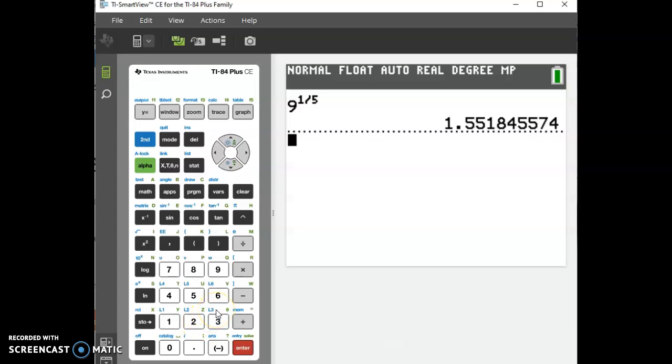And then it said rounded 2 decimal places, so the nearest hundredth, okay? And then type in 12 to the 3/8, same thing. The 4th root of 7 to the 3rd.